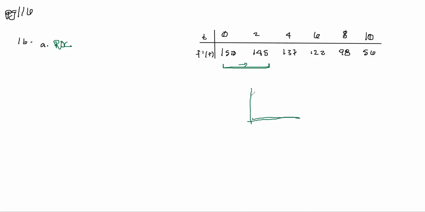So if we started off at 0, we're at 150. At 2, we're at 145. At 4, we're at 137. At 6, we're at 122. At 8, we're at 98. And at 10, we're at 56. So we have something that looks kind of like this. So we know that the rate of change, the df dt, is negative. So what about the second derivative?